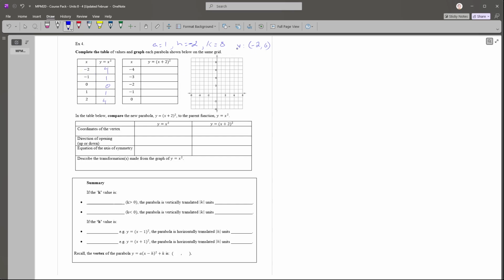Now I know my x value of my vertex is negative 2, so I made that my middle point, negative 2. So now I can go around it in both directions. So negative 4 plus 2, that's negative 2. Negative 2 squared is 4. Okay. Negative 3 plus 2, that's negative 1. Negative 1 squared is 1. Negative 2 plus 2, that's 0. 0 squared is 0. And then negative 1 plus 2 is 1 squared, which is 1. And 0 plus 2 is 2. 2 squared is 4.